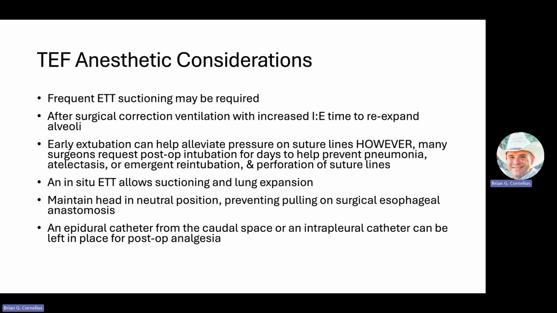If we're able to provide these patients with early extubation, it tends to help alleviate pressure on the suture lines. However, oftentimes to allow the patient to rest and help prevent pneumonia from retained secretions, we'll keep these patients intubated for some time. If you're able to keep the endotracheal tube in place, it allows you to continue to expand the lungs as well as suction retained gastric contents or secretions. We try to keep the patient in kind of a neutral position to avoid putting any sort of tension on the anastomosis inside the esophagus. We will oftentimes place an epidural catheter from the caudal space, to provide a little bit of analgesia for the patient.